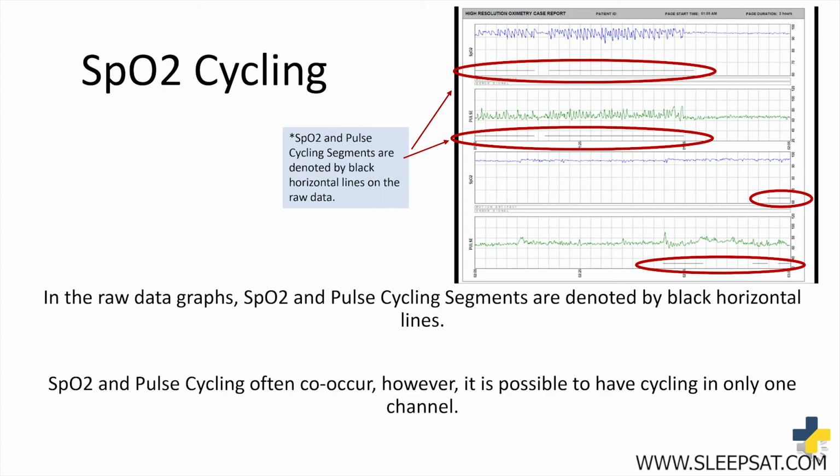In the raw data graphs, SpO2 and pulse cycling segments are denoted by black horizontal lines. SpO2 and pulse cycling often co-occur, however, it is possible to have cycling in only one channel.